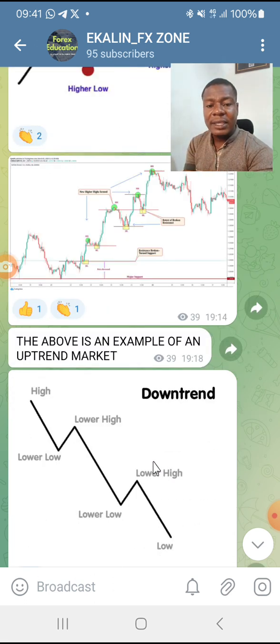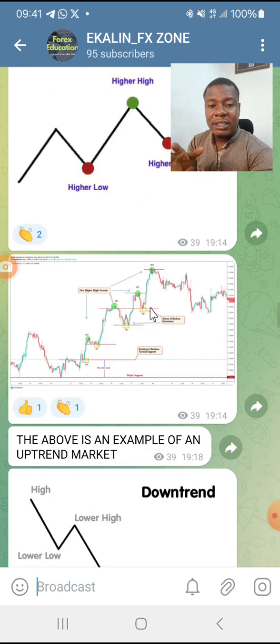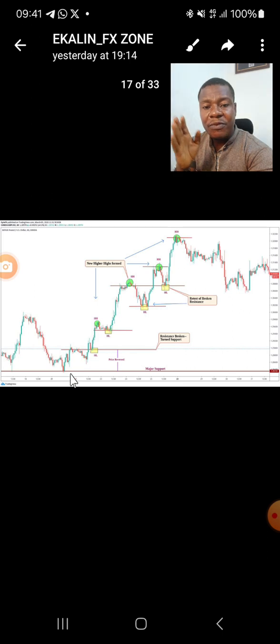Now let's look at a downtrend. I told you that there are two types of trending markets. We have an uptrend market and we have a downtrend market. An uptrend market is a situation whereby you see price moving from the lowest level to the highest level, price moving up, meaning that the bulls are in control of the market. In an uptrend market, the bulls are in control of the market.